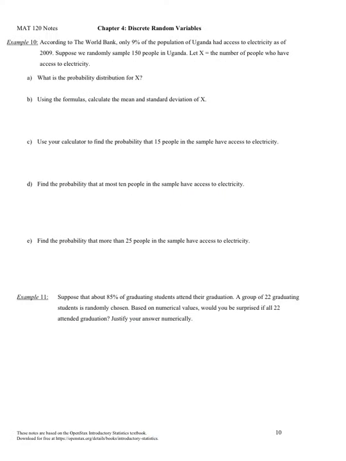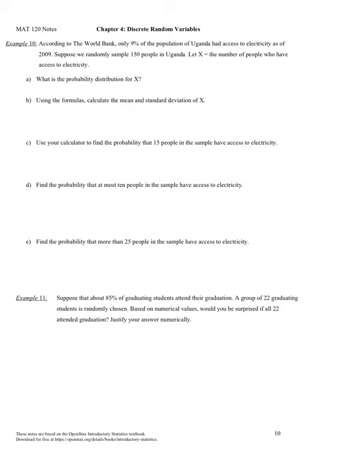Take a moment and read example 10. We're asked to find what the probability distribution for X is. And we would write our binomial distribution of our n, which is 150, and our p, the percentage of success here, is 0.09.